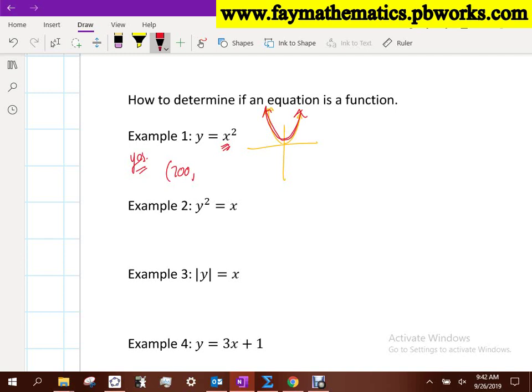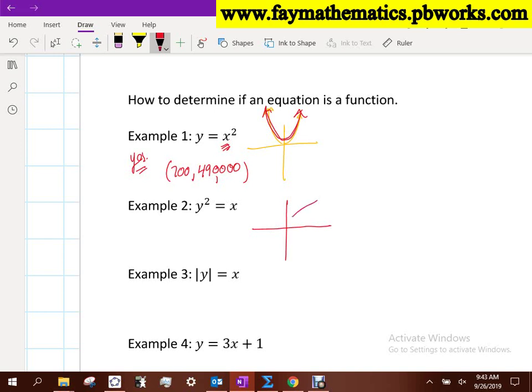Well, what's 7 squared? 49, right? What's 100 squared? 4 zeros, right? So I get that back. Will I ever plug 700 in and not get the same thing back? No. No matter what number you choose, when you plug it in, you're going to get that value back and only ever that value back. Where if we go to example 2, anybody know what example 2 looks like from conic sections?